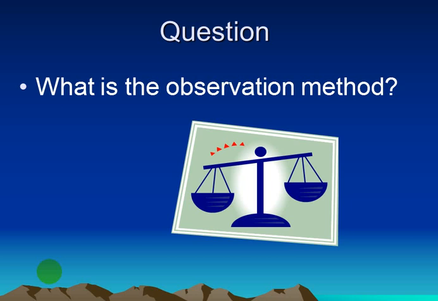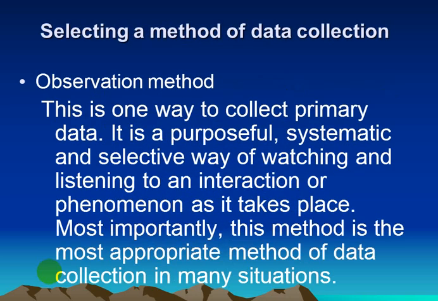All right. So what is it? Observation method. Here is the explanation of the observation method. The observation method is one of the data collecting tools that the researcher always uses for primary sources. It is a purposeful, systematic, and selective way of watching and listening to an interaction, phenomenon, or situation as it takes place, right?